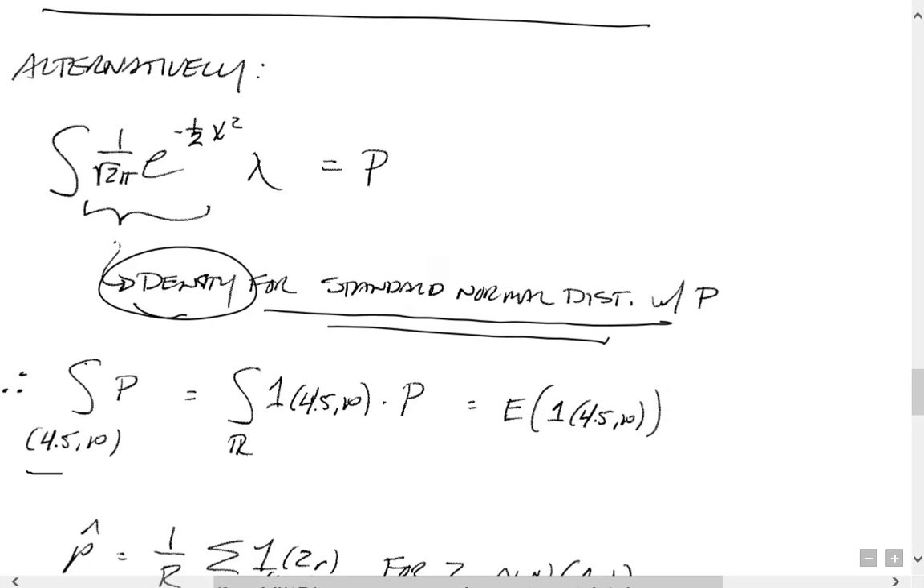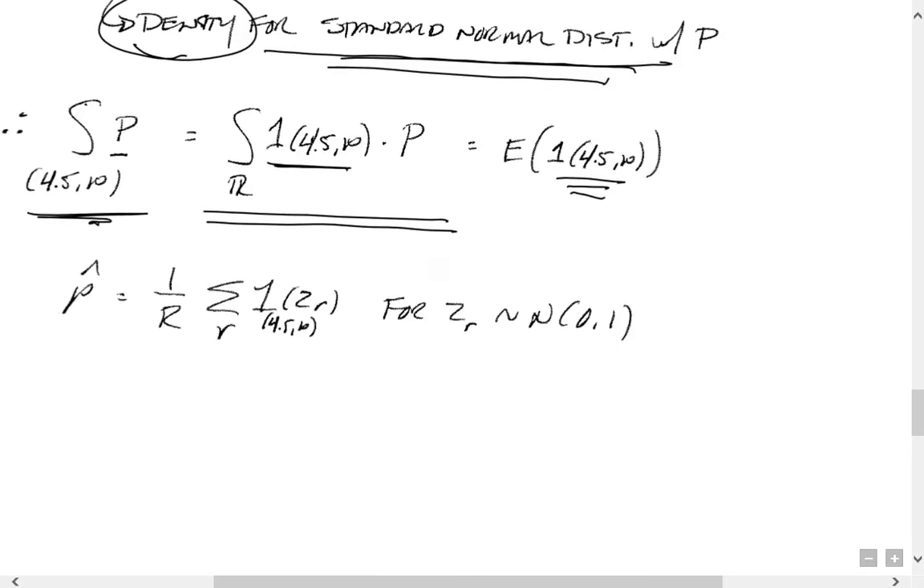So this integral is the same thing as the integral from 4.5 to infinity under P, where P is a probability measure associated with a standard normal distribution. Therefore, I could actually look at the integral across the full real line of an indicator function of values that fall within the range of 4.5 to infinity. In other words, I can take the expected value of an indicator.